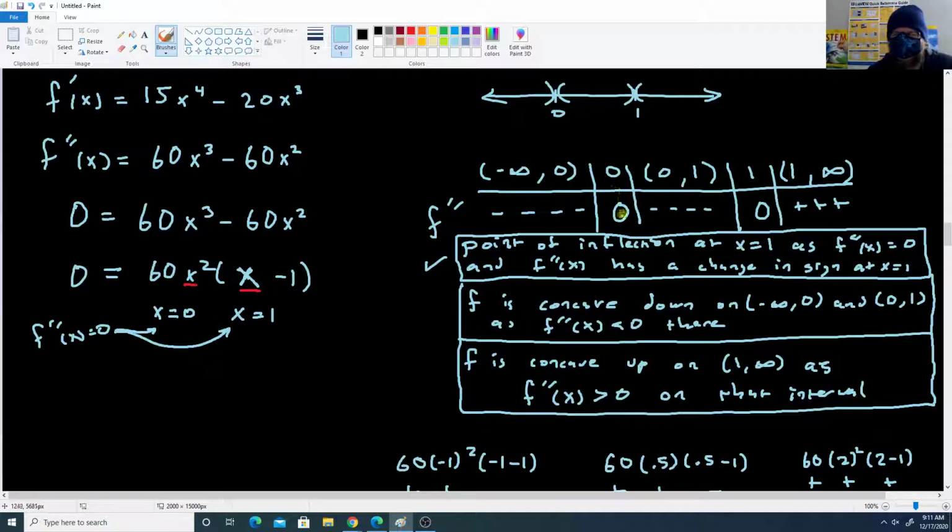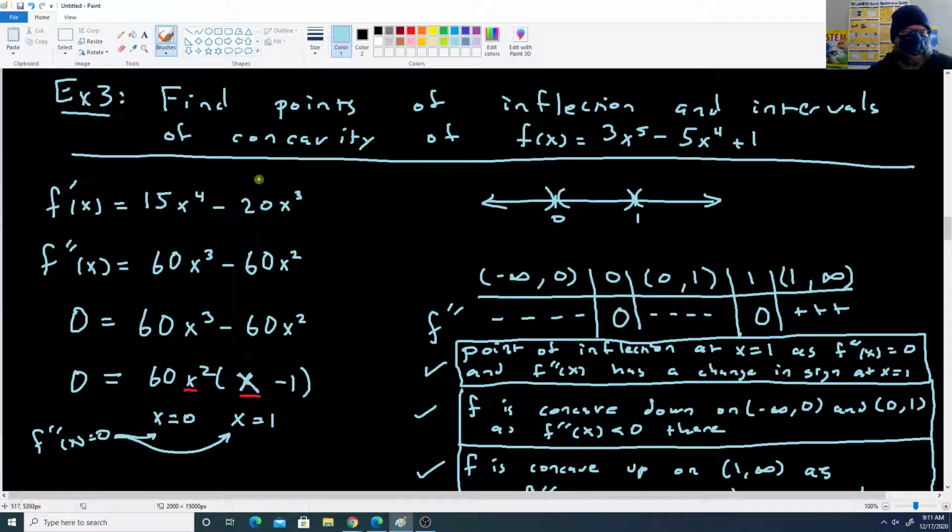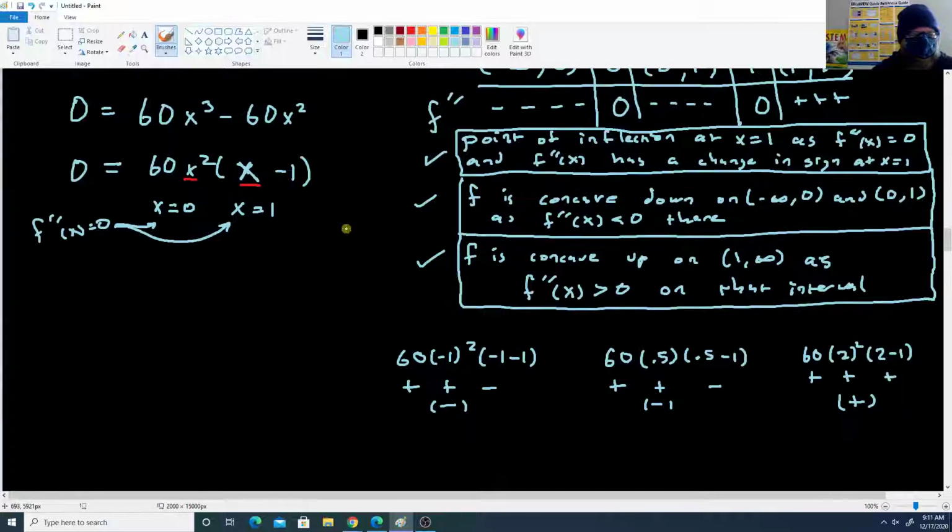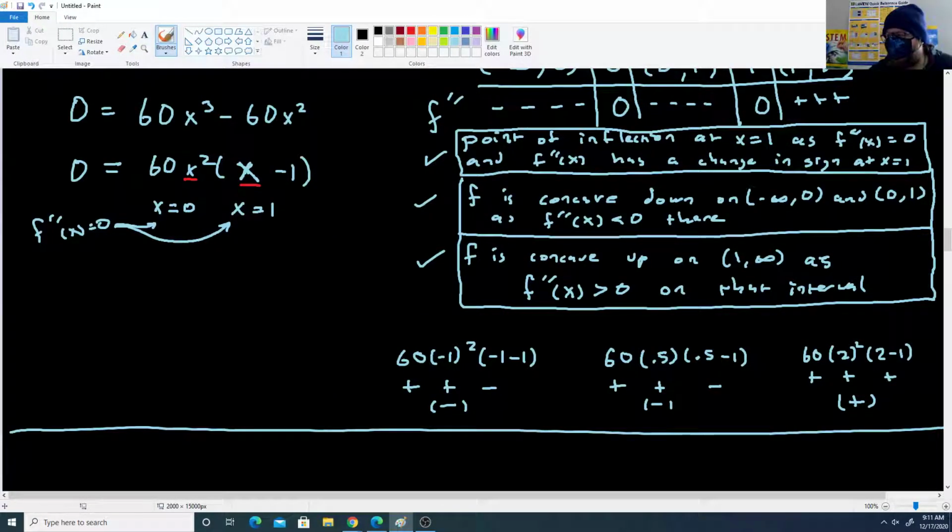This one here at 0 did not create a point of inflection because there was no change in sign. We got concave down on these two intervals where the second derivative was negative. And we got concave up on the one interval where the second derivative was positive. And they asked us for points of inflection and concavity. So we got them all taken care of here. Okay, so we'll stop part 2.